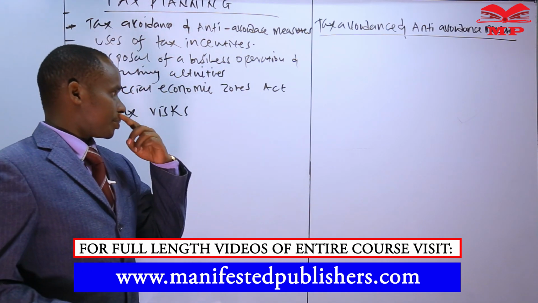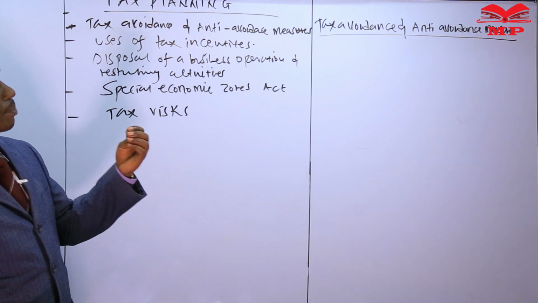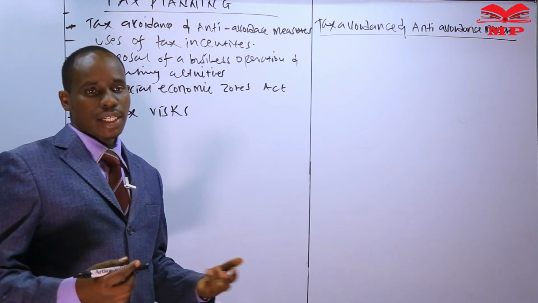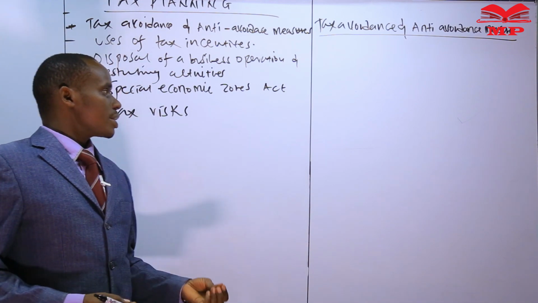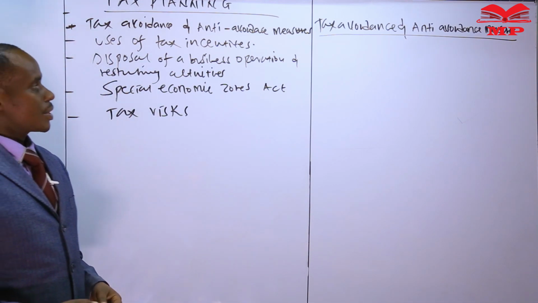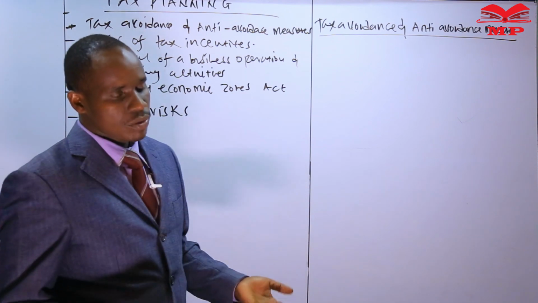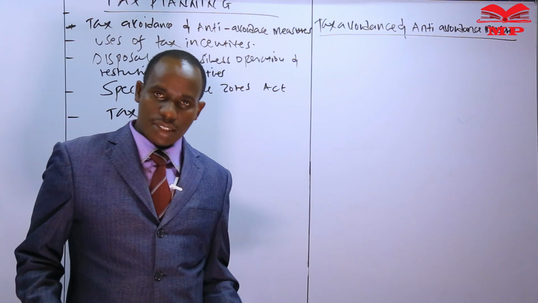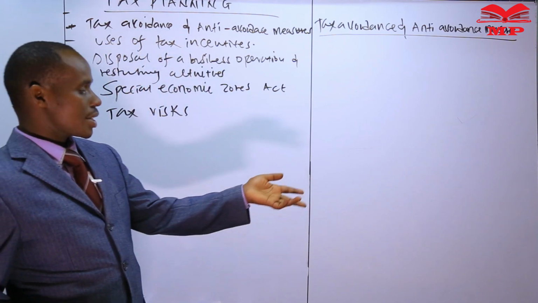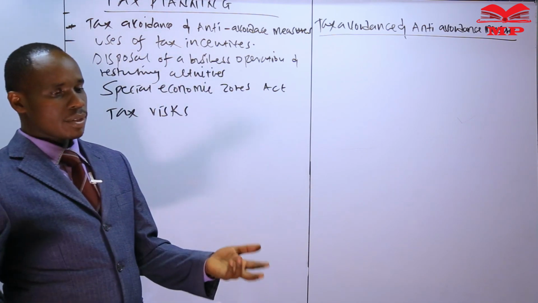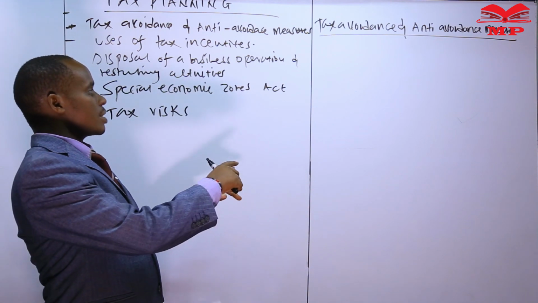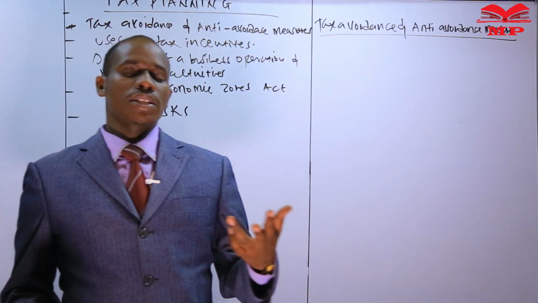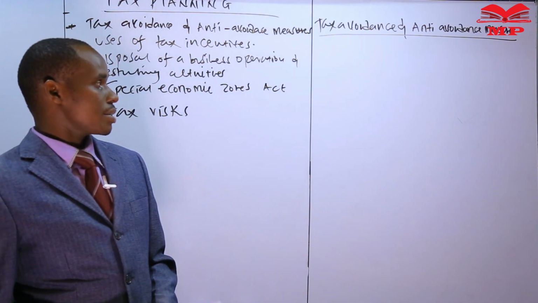And therefore, if the taxpayer engages in tax avoidance, he cannot be penalized by KRA because that one is a legal practice. Tax avoidance techniques include, for instance, taking advantage of capital allowances. When you are calculating the taxable profit, you treat capital allowances as an allowable deduction, therefore you end up reducing the taxable profit and tax liability.